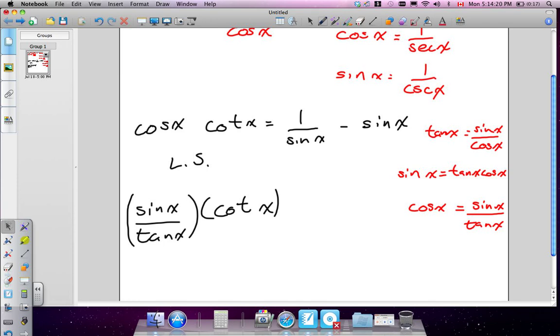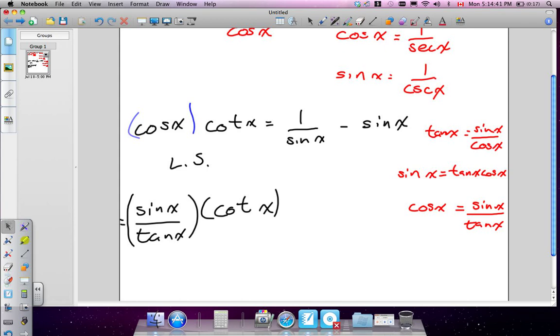Okay? So here's the idea now. I know that cotangent, and I put LS because that means I'm only dealing with the left side, so I don't have to continuously write out the right side. I'm only working with my left side right now, so I'm going to put equals. Okay? So this is my left side. I replaced my cos x with sine x divided by tangent x. Okay? So now I have a sine.